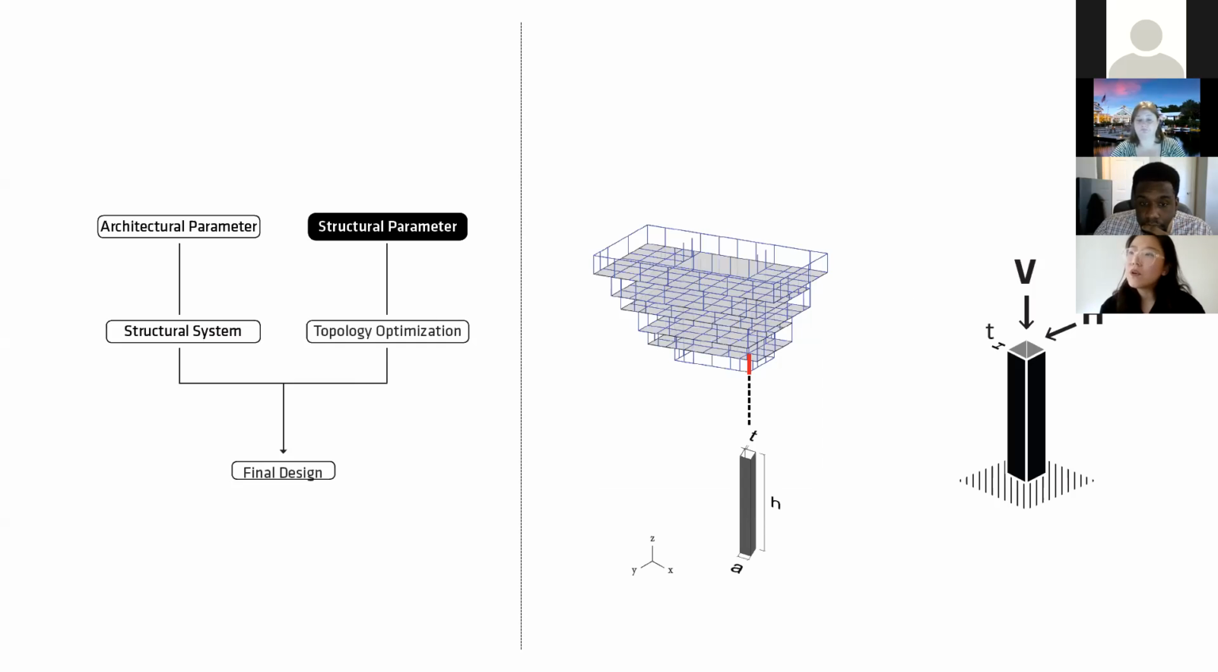And for structural parameters, external loads and support conditions were set up to execute a topology optimization algorithm through a parametric script. Horizontal and vertical forces were input as the external loads, and the bottom had the fixed condition for the column design.